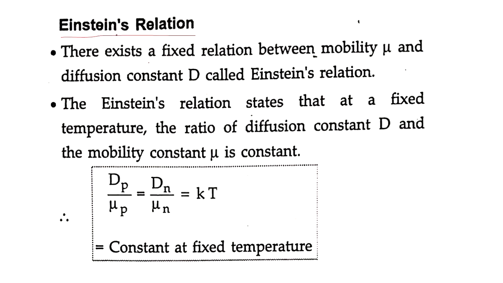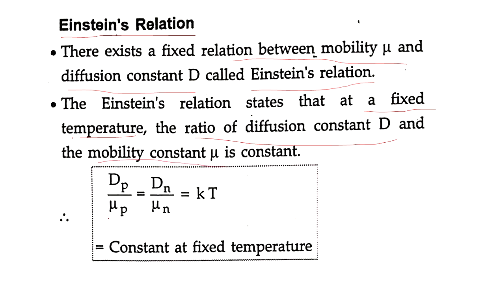And the last topic is the Einstein relation. This is another relation which gives the relationship between the mobility and the diffusion constant. The relation between mobility and the diffusion constant is called the Einstein relation. It states that at a fixed temperature, as we have already seen in the mass action law, np is equal to ni squared, where n is the concentration of electron and p is the concentration of hole, and ni is the intrinsic concentration. Here another definition is given by the Einstein relation: at a fixed temperature, the ratio of diffusion constant D and the mobility mu is constant.